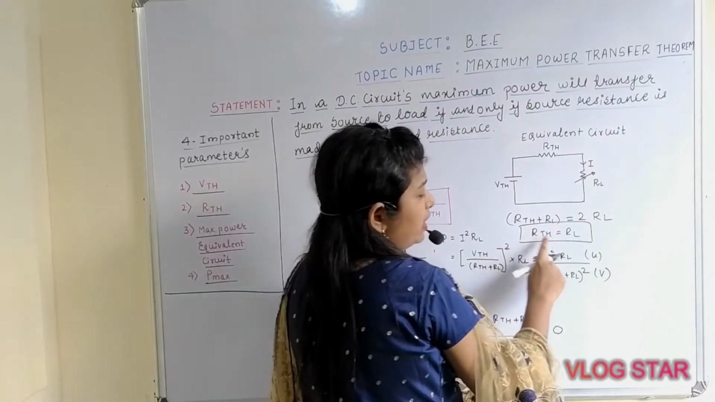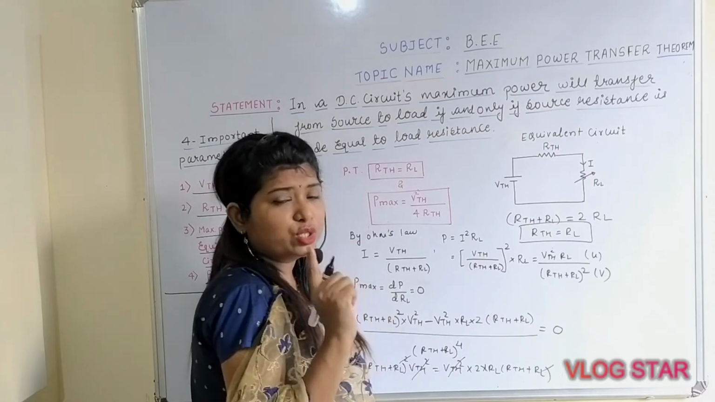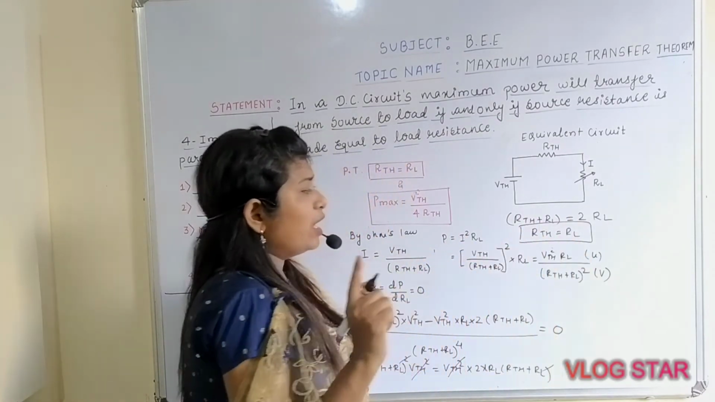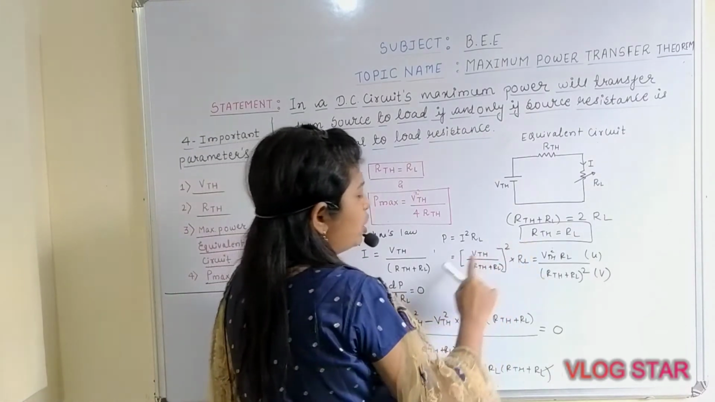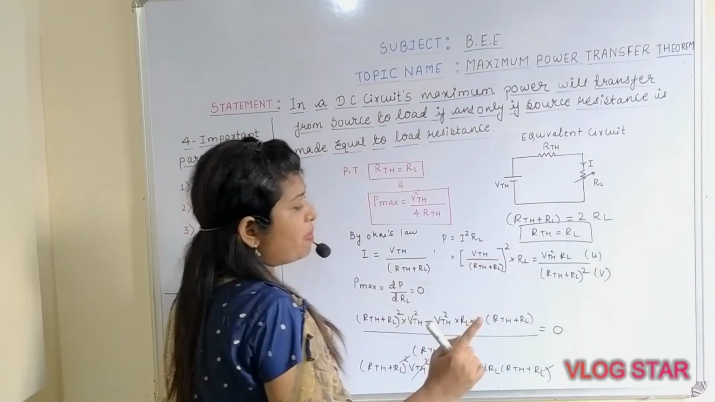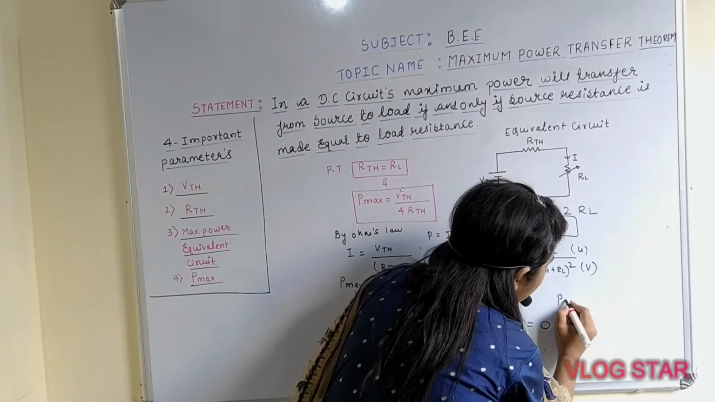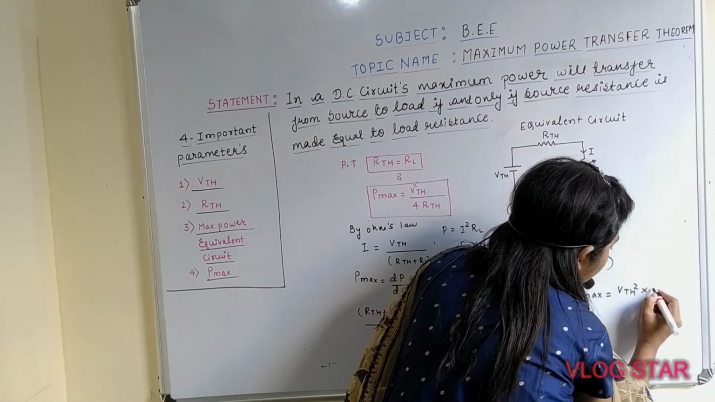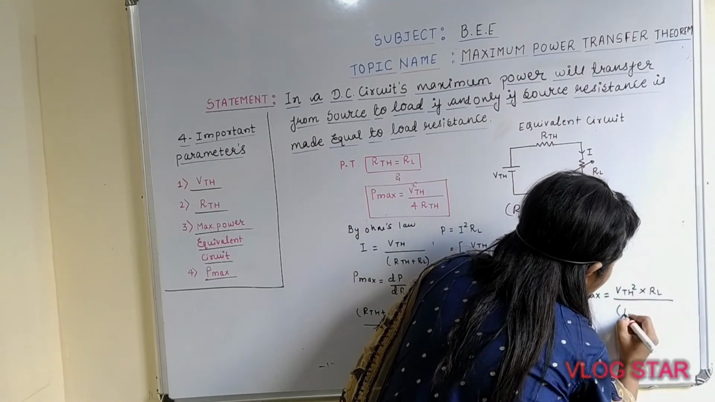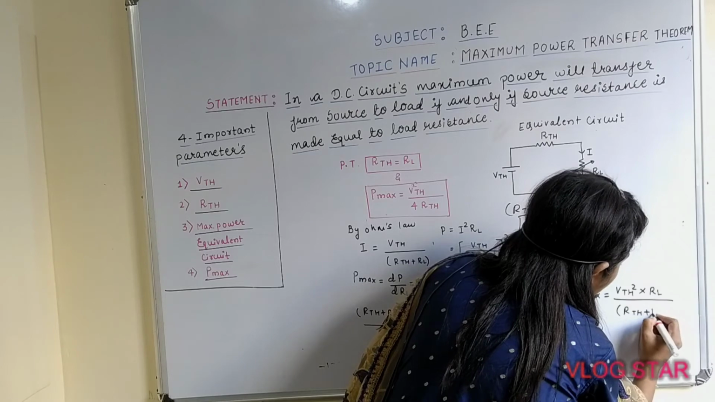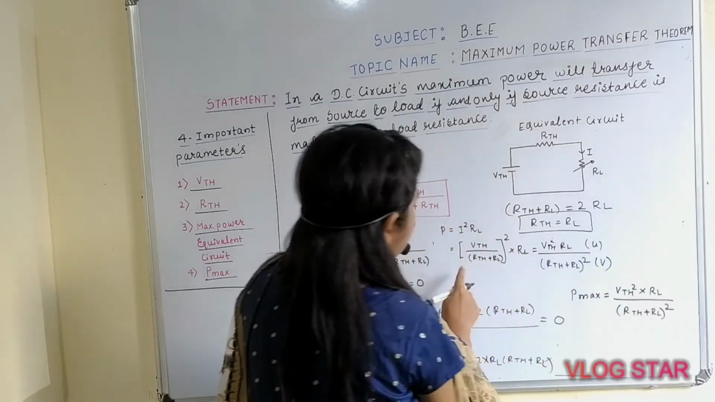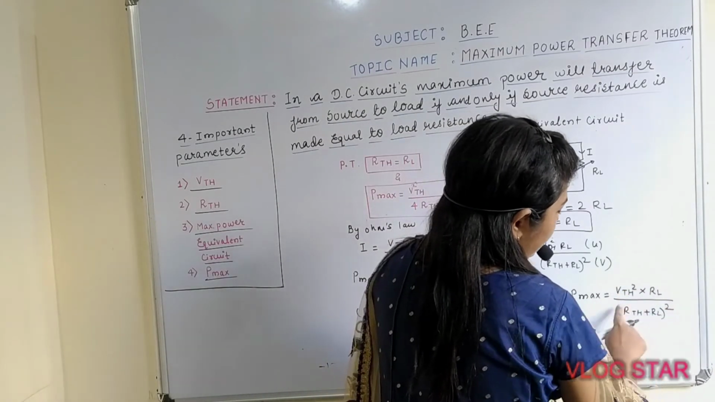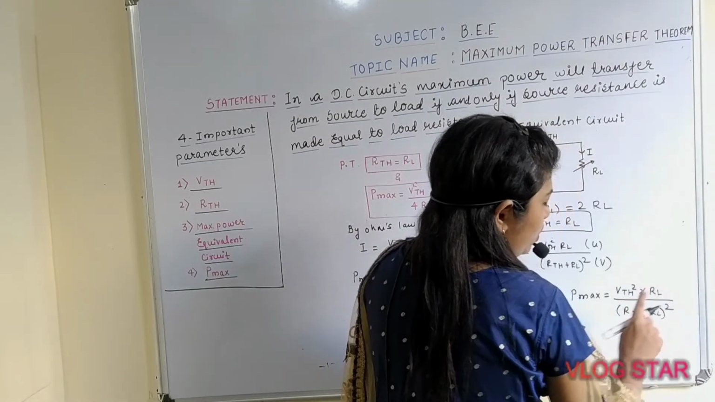Okay, we got Thevenin's equivalent resistance, that is, source resistance is equal to load resistance. Now what do you need to do? You have to substitute. We have to calculate power. Maximum power P max is equal to, what is P max? VTH square into RL divided by RTH plus RL whole square. Am I right? P max is equal to VTH square into RL upon RTH plus RL whole square.